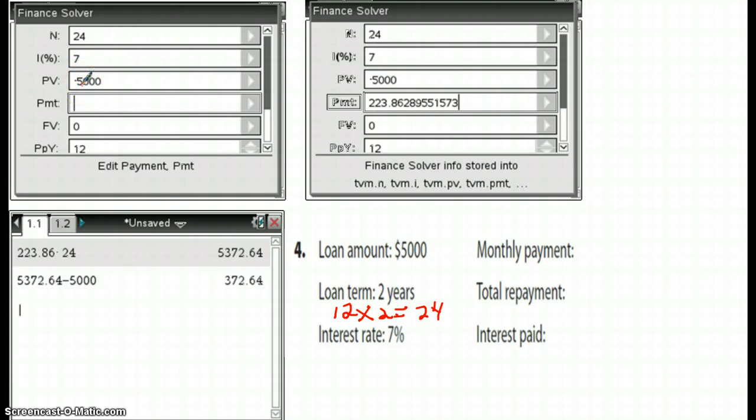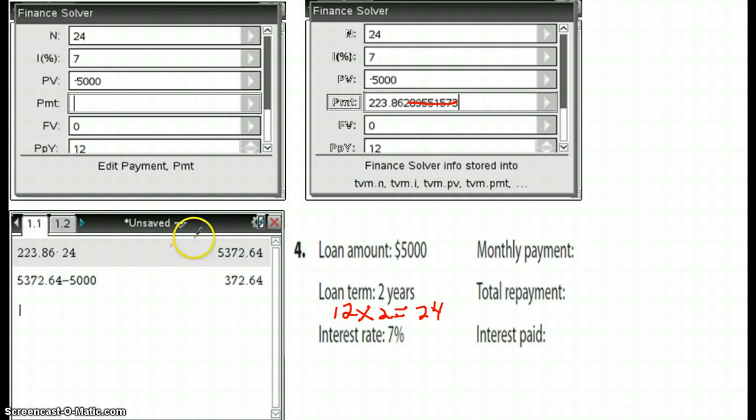I put the negative sign in front so it'll give me a positive payment. 0 for nothing in payment, 0 for future value, payments per year 12. Then I go back up, highlight payment, hit enter, and it tells me that my payment will be $223.86. This is where I will take this and drop this because it's less than 5.